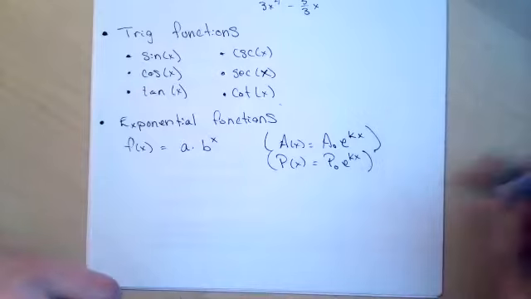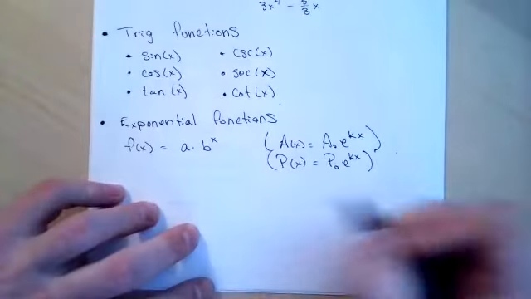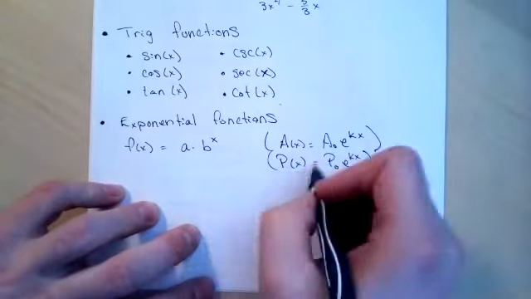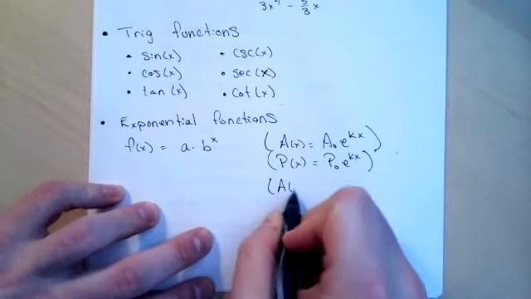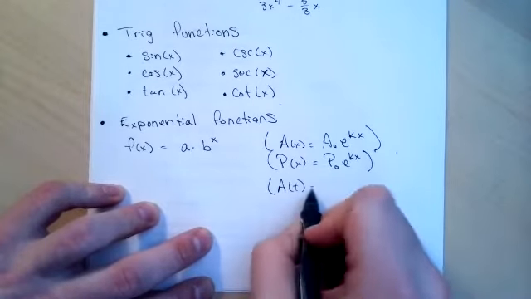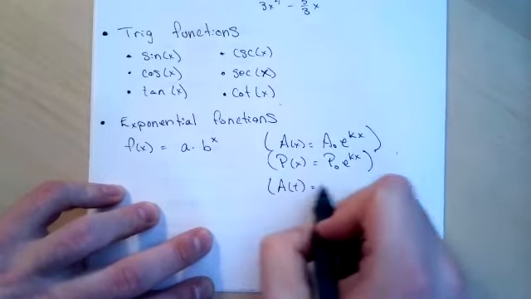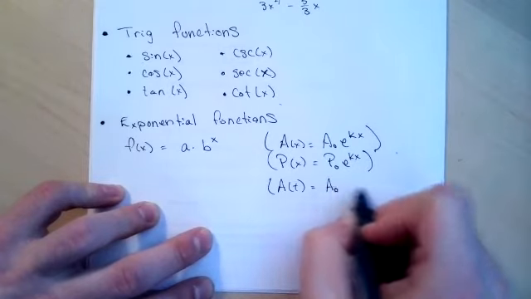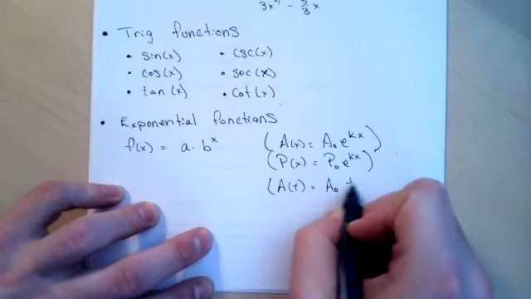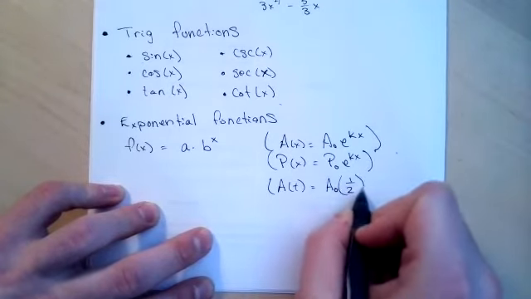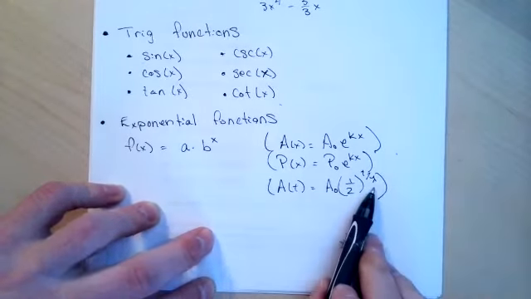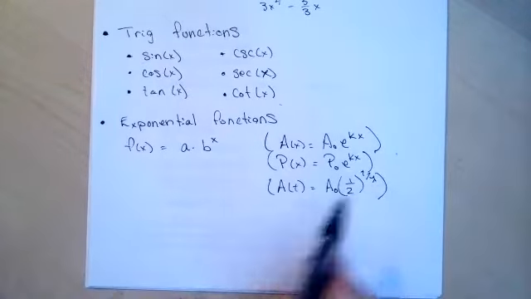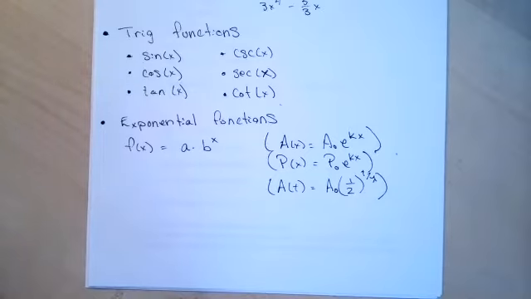In half-life, radioactive decay, depending on what letters you use, we often like to use A again. Sometimes it's C. So A of t is going to be our A naught, and the base is often something like 1/2 to the t over lambda, where lambda is going to be the half-life of a certain substance.